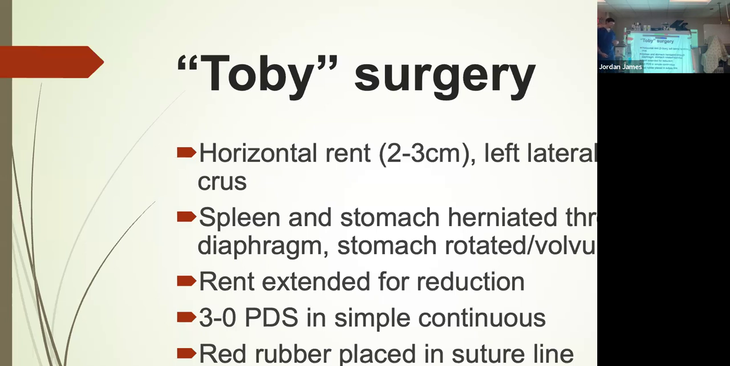the stomach that herniated through the diaphragm, and that stomach was actually rotated as well, so it would probably have lost its blood supply if left there for too long. We did have to extend the rent just because the stomach does fill up with so much gas. In order to bring all that back in, we had to open it up a little bit. We just had a nice 3-0 PDS simple continuous suture line, and then we used the red rubber passed through the suture line to evacuate the chest cavity.